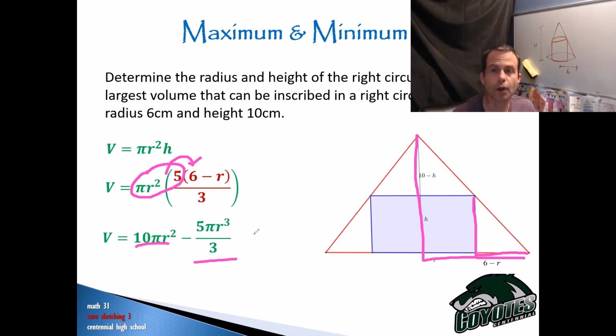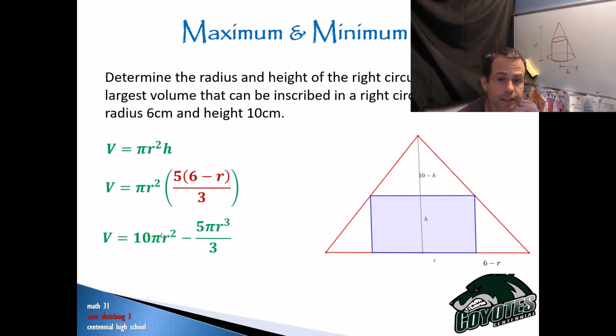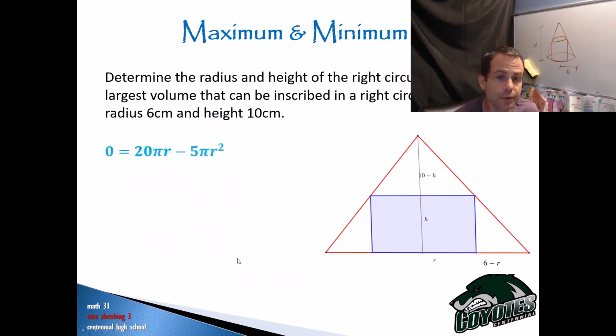Okay. All right. So now I am ready to take the derivative of that. So this is going to be dV over dt, 20 pi r minus, this will end up being 5 pi r squared. So 20 pi r minus 5 pi r squared. And now I'm looking for the critical numbers. So I know I have the derivative. I had said dV over dt. Here it's written as the derivative. Doesn't matter, V prime.